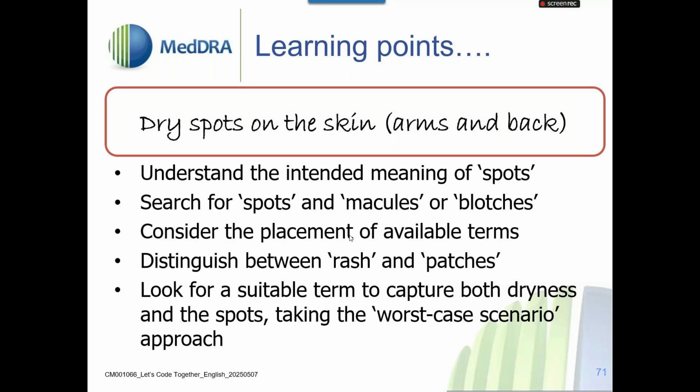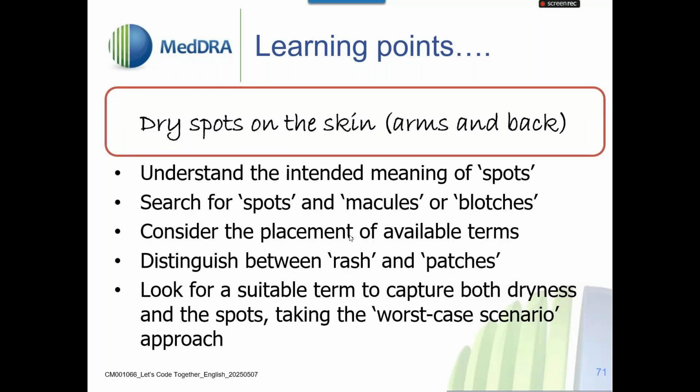So from that, I think the learning point is to really clearly understand the intended meaning of the word spot and what spots are and how MedDRA classifies spots. So search for spots in the browser. Also macule or macules or blotches, and that's what you've just seen us do. The browser seems to have guided us towards the rash area. So now it's a case of, do we go for macular rash or do we look for the dry rash? Consider the placement of the available terms. Distinguish between rash and patches if you think there is some kind of distinction, or if you know the type of rash, then you can look for a more specific term there.